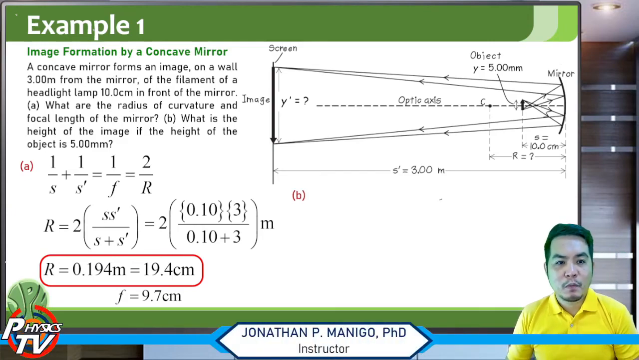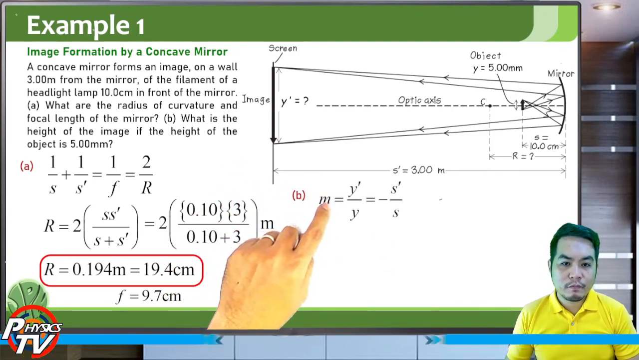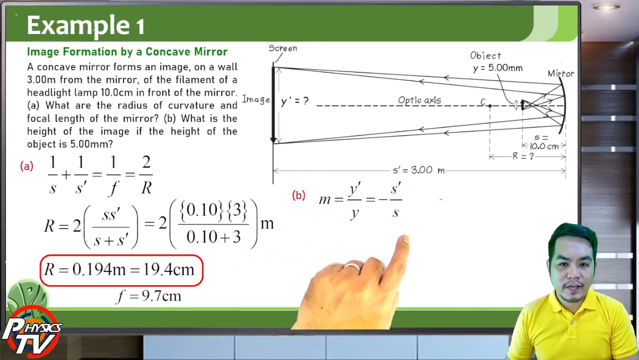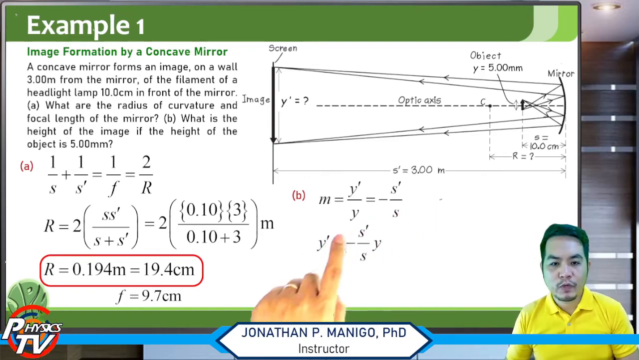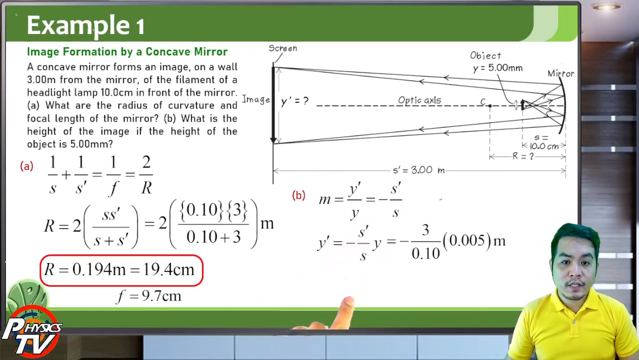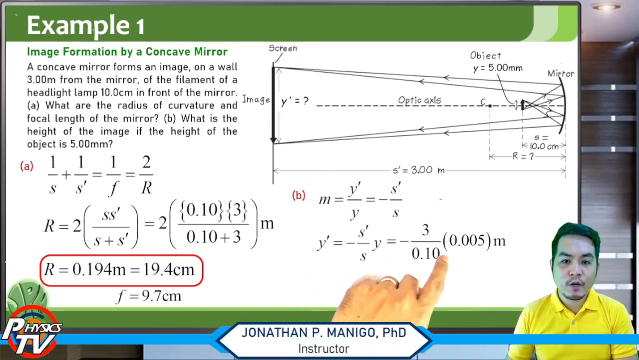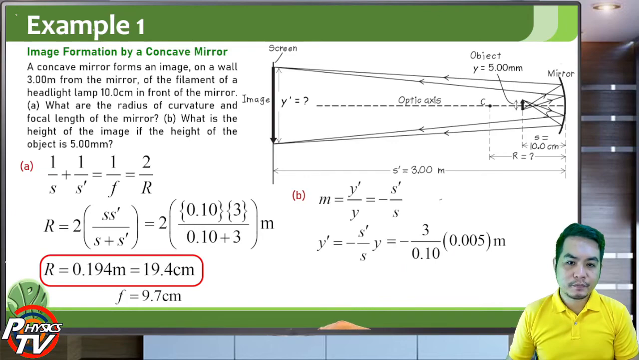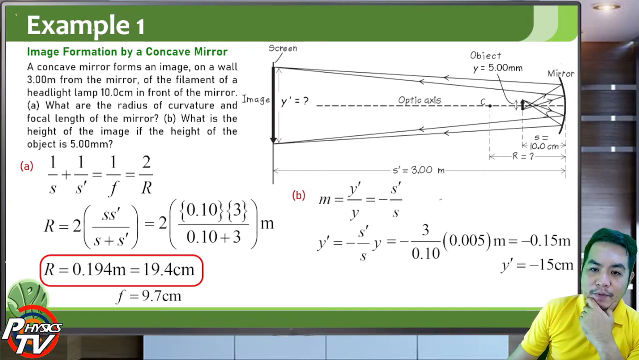Now for letter B, what is the height of the image? You can solve for the height by using the magnification formula. So you have y prime over y is equal to negative s prime over s. Solve for y prime: cross multiply y there. We have negative s prime over s times y. We are given s prime, 3 meters. We're given the object distance 10 centimeters or 0.10 meters. We're given the height 5 millimeters. We need to convert that into meters, 0.005 meters. And we get a value of negative 0.15 meters, or that is negative 15 centimeters. So the height is negative.